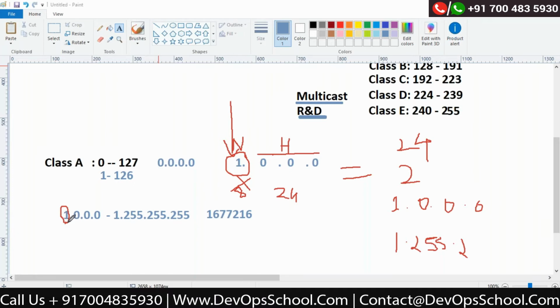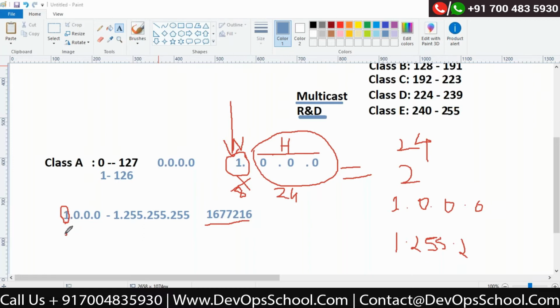So this is the rule for class A. The class A rule says the first 8 bits are for the network side and the remaining 24 bits are for the host side. So how many hosts do I get if I configure a class A network? In simple language, how many IP addresses do I get if I'm using a class A network? The number is this, and this is for the first network.